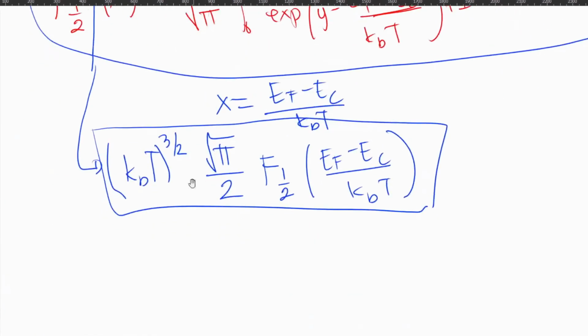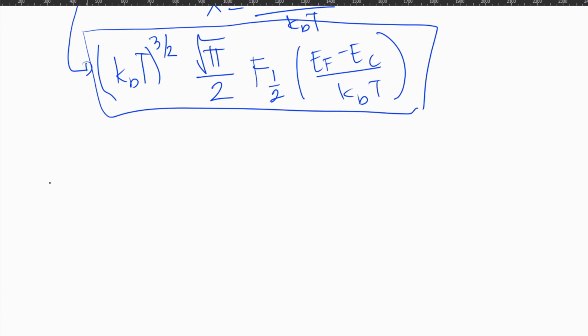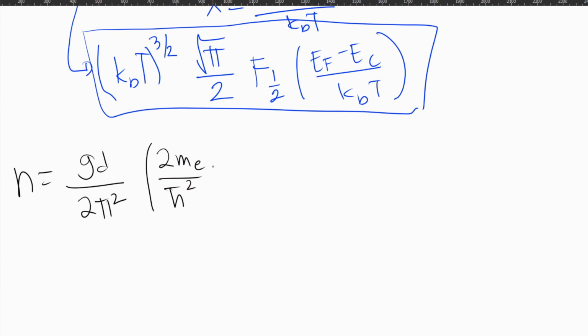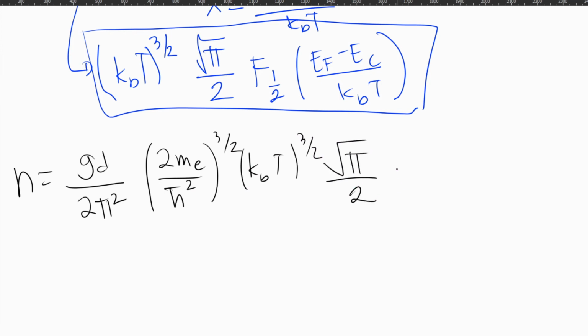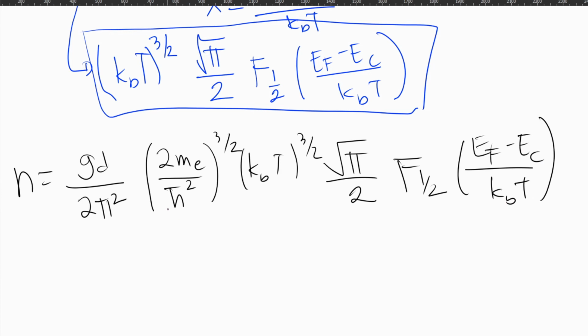And we will get that our expression for n, n is equal then to GD over 2 pi squared, 2 me over h bar squared to the 3/2, kbt raised to 3/2, square root of pi over 2 times itong F 1/2 of EF minus EC over kbt. So excuse my very, very terrible handwriting.